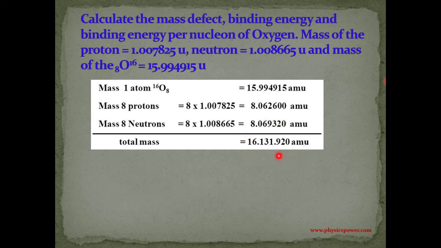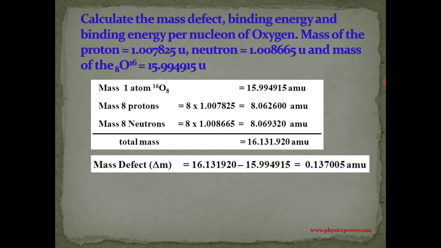That is 16.131920 AMU. But the actual mass is 15.994915 only. If you subtract the actual mass from the total mass of nucleons, then you will get the mass defect, that is 0.137005 AMU. We got the mass defect.